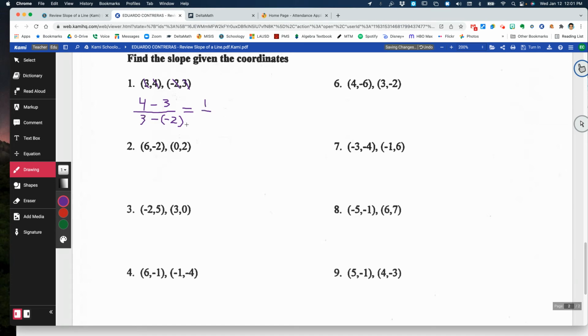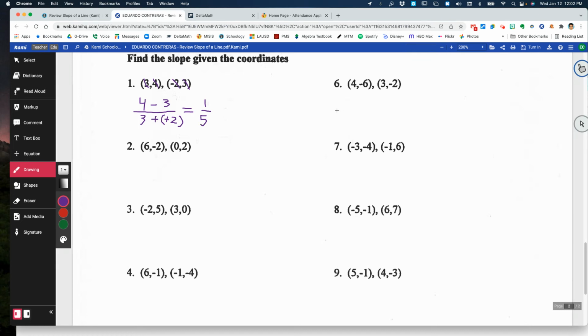3 minus negative 2 gets confusing, but I could do keep the 3, change the subtraction to plus, and what do I do with that negative 2? Change it to positive 2. So now that magically becomes 3 plus 2, which is 5. So the slope here is 1 over 5. Okay? So we'll do a couple more for this. Let's do 3 more.